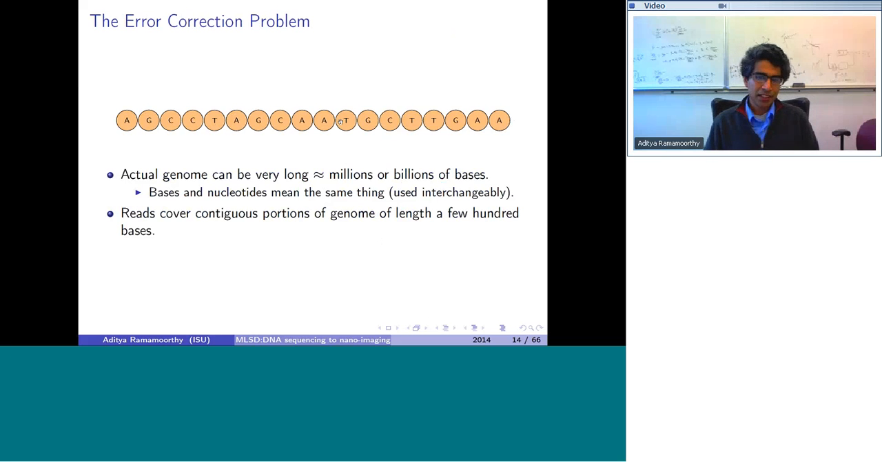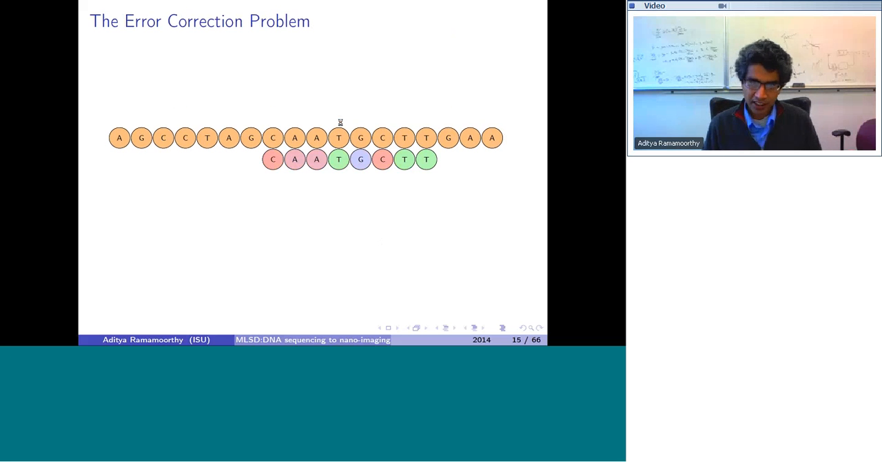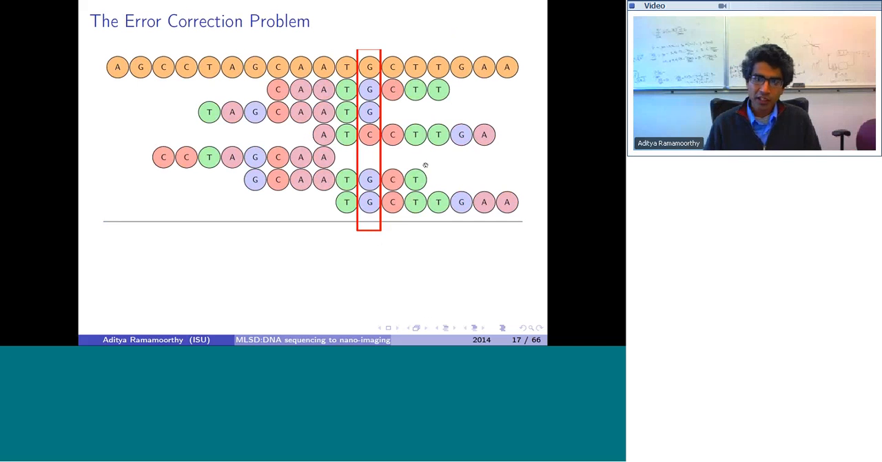As I said earlier, you don't get to sequence this entire genome all at once. The reads only cover portions of the genome. So if this is the genome, then the thing in multicolor is a read. This read could be from a certain portion of the genome. Here I've shown you the correspondence. This could be an instance of the first read, this could be an instance of the second read, and so on. What I've shown here is a set of 6 different reads formed by reading different parts of this genome.